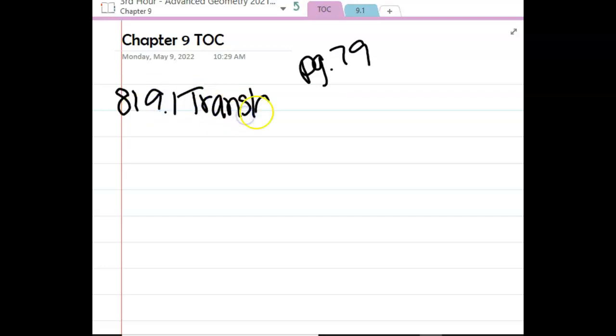Okay, let's get this glued in. I'm going to need some help with page numbers, I already forgot from last class. 79 is what I was, 79. And so this will be glued onto page 81. This is section 9.1, and it is a translation.